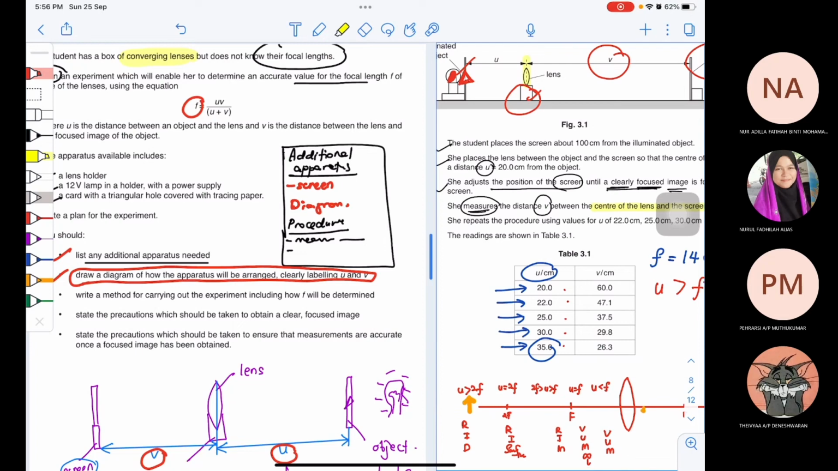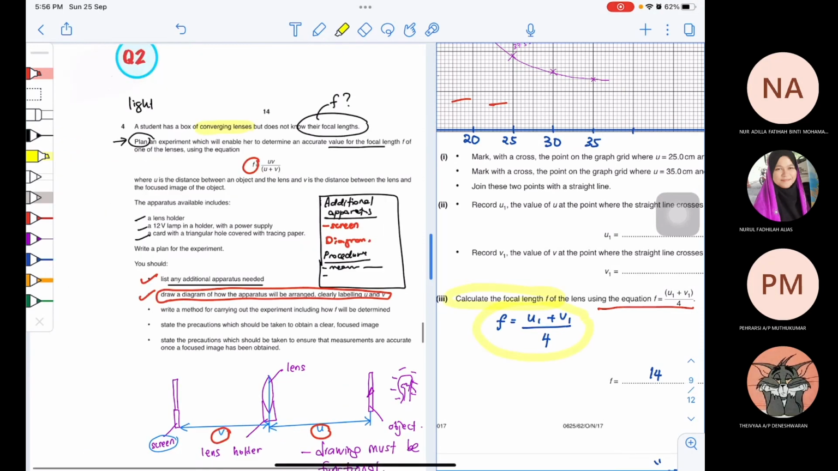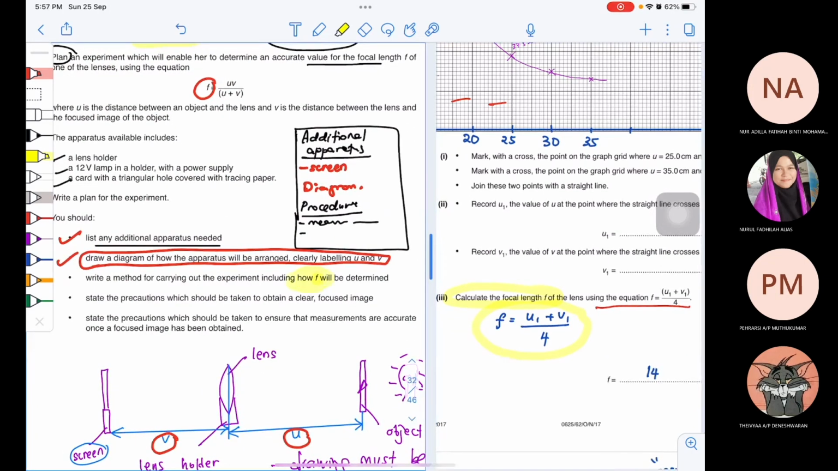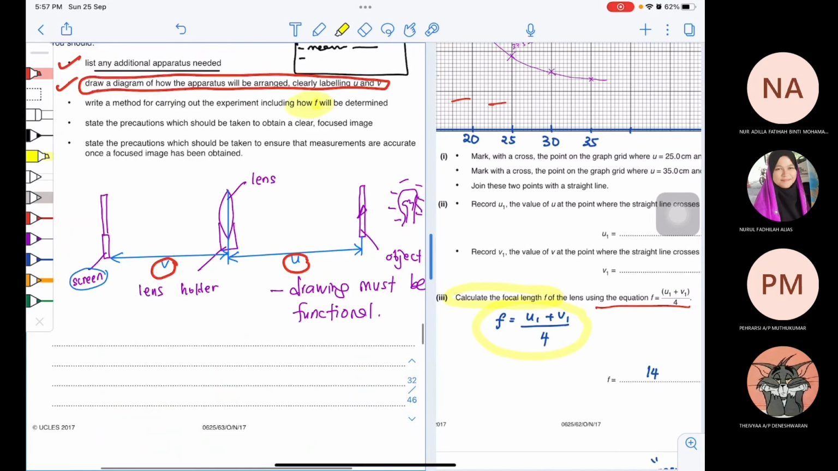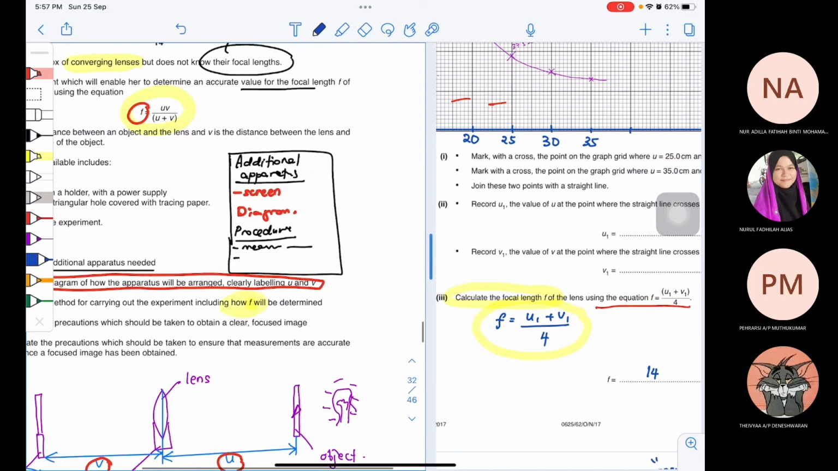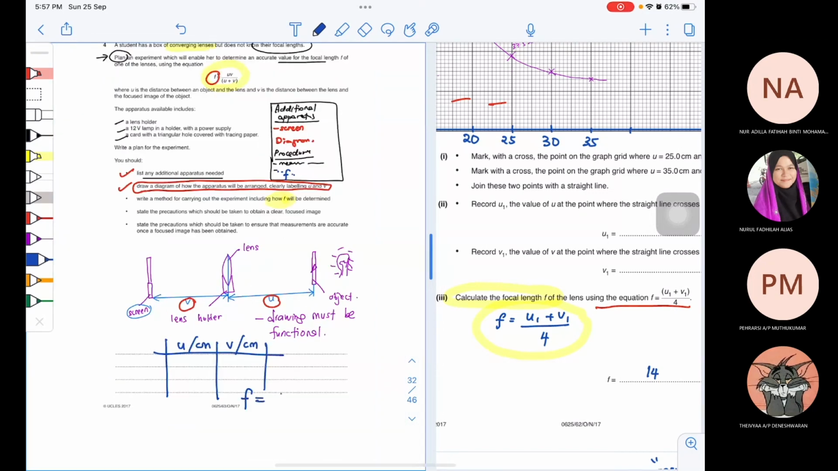So, how do you get F? Kalau soalan ni, F tu kita dapat by calculation. Jadi kat sini you tak payahlah fikir mana F is determined. Kat sini dah bagi clue. Jadi sekarang you dah tahu, you table kan, you ada reading of U, cm, you ada V, cm. So you cakap lah, to get F, use the formula. So F equals UV over U plus V. Itu je lah. That's not that difficult.